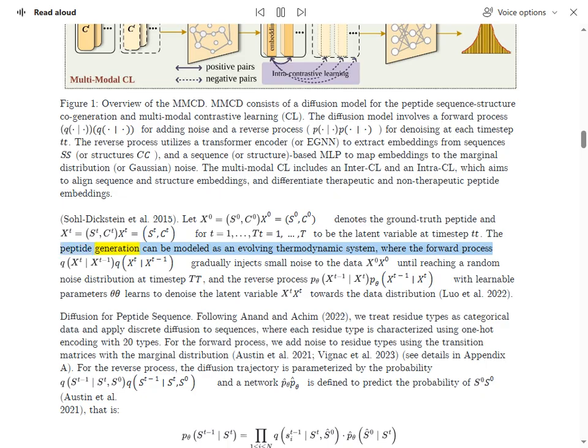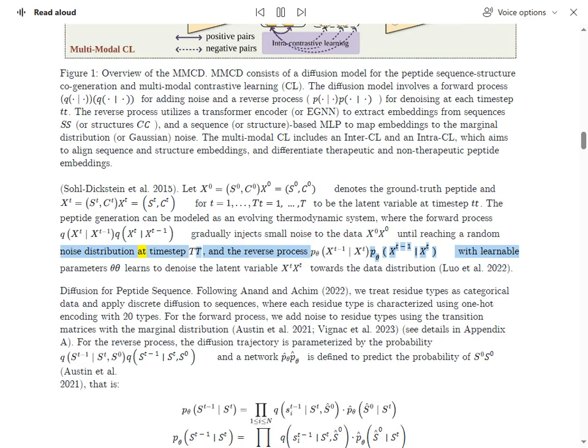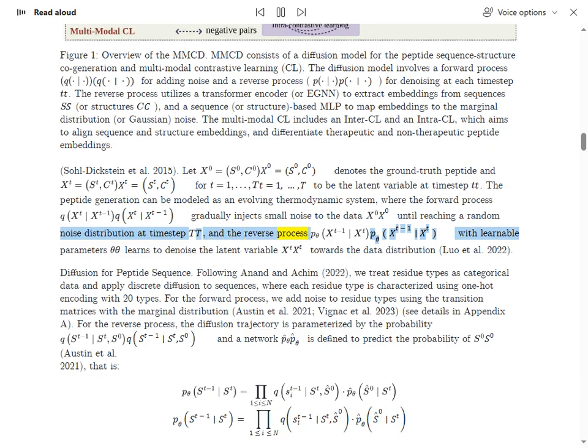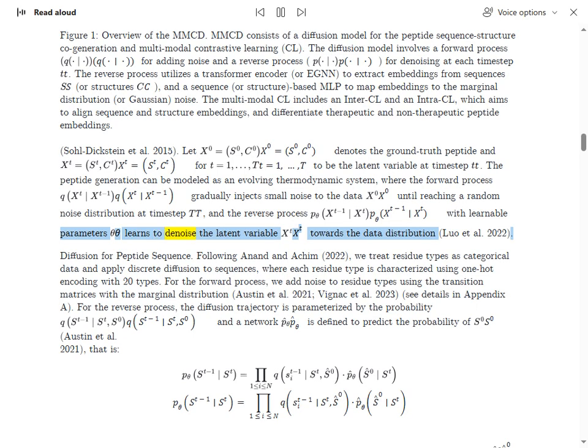The peptide generation can be modeled as an evolving thermodynamic system, where the forward process, q(X^t | X^(t-1)), gradually injects small noise to the data, X^0, until reaching a random noise distribution at time step T, and the reverse process, p_theta(X^(t-1) | X^t), with learnable parameters theta, learns to denoise the latent variable, X^t, towards the data distribution.